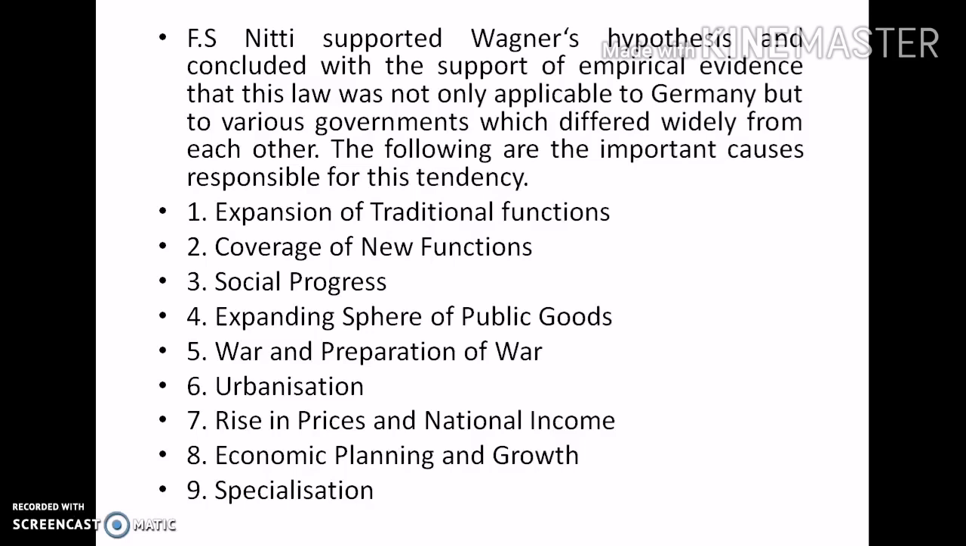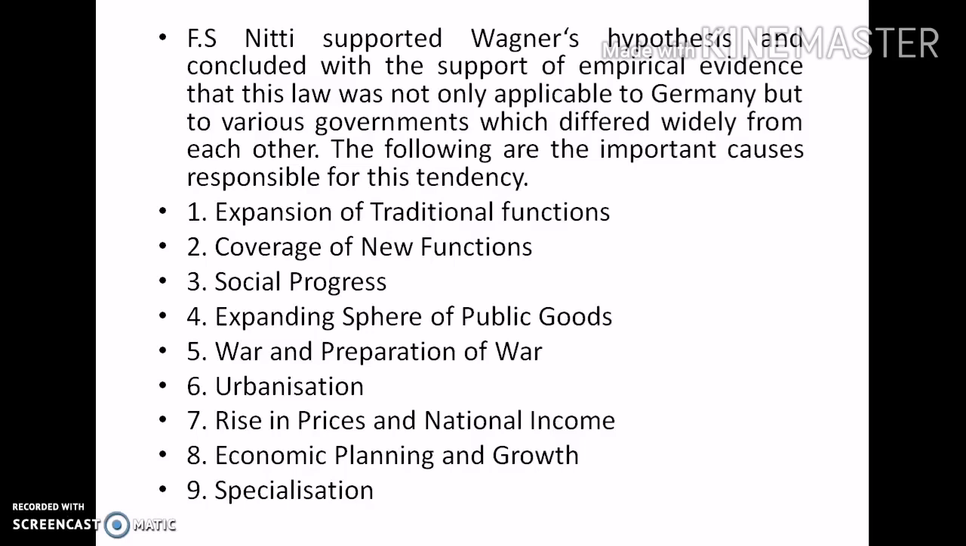Coverage of new functions. The states were increasing their coverage of various activities. Traditionally, the state activities were limited to only defense, justice, law and order, maintenance of the state overheads, etc. But with the growing awareness of its responsibilities to the society, the government started expanding its activities in the field of various welfare measures to enrich the cultural life of the society.